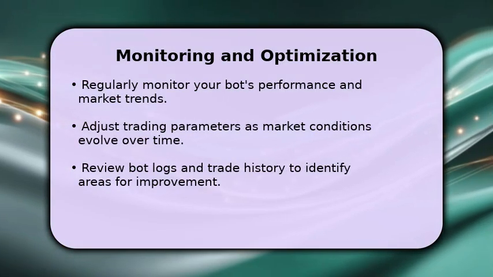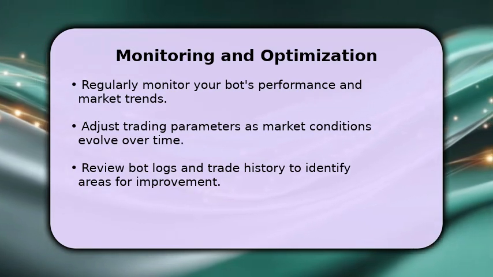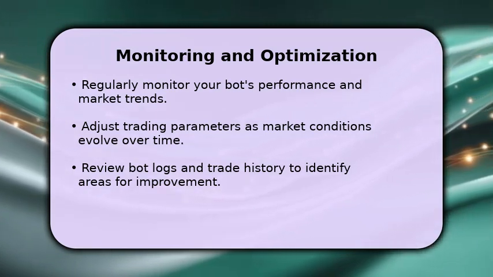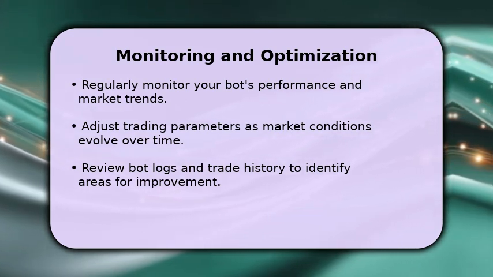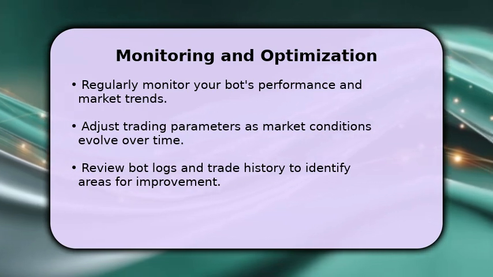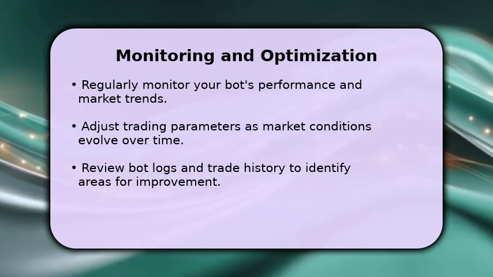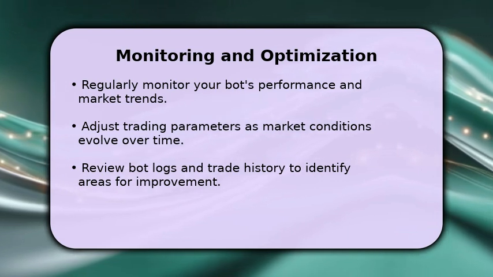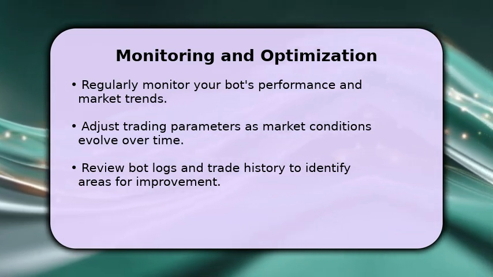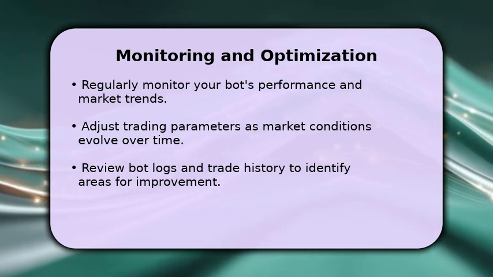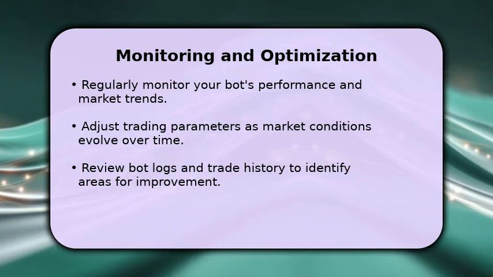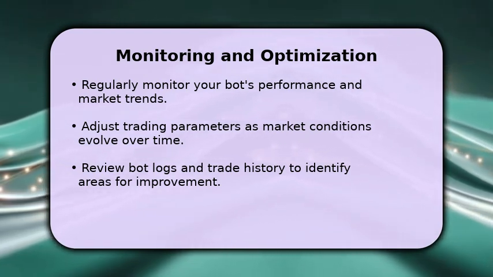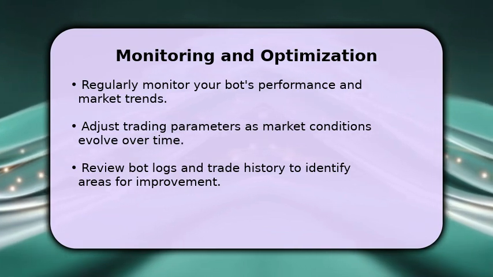Finally, continuous monitoring and optimization are key to success. Regularly check your bot's performance and adapt its settings as market conditions change. Reviewing trade logs can provide valuable insights into what's working and what isn't. Start with a small, manageable investment, perhaps $50 to $100, to test your strategy before committing larger amounts. This iterative process helps refine your bot's effectiveness.